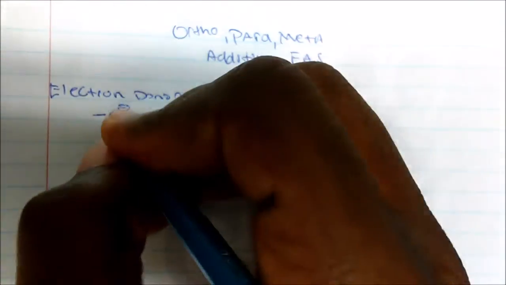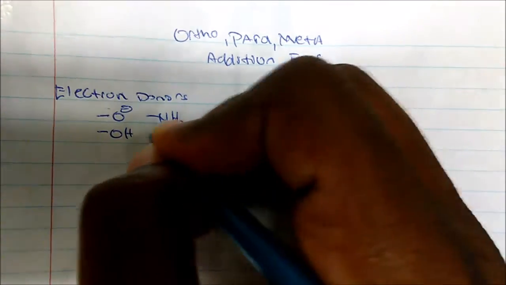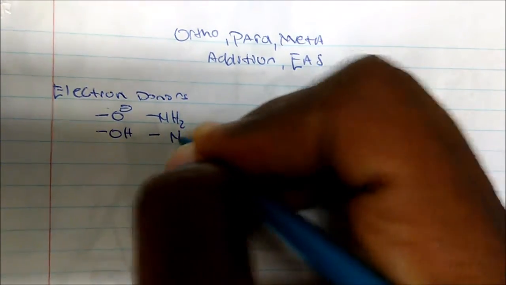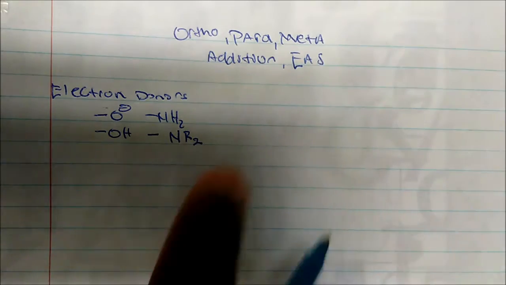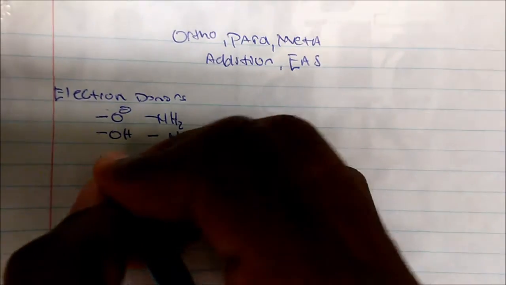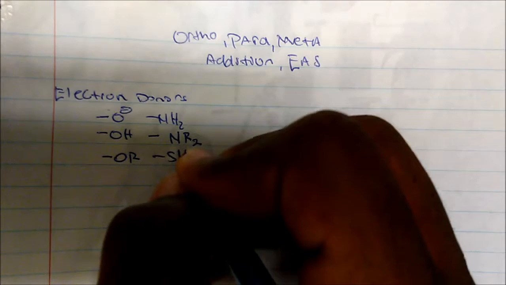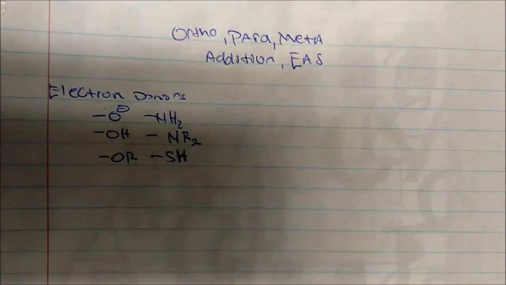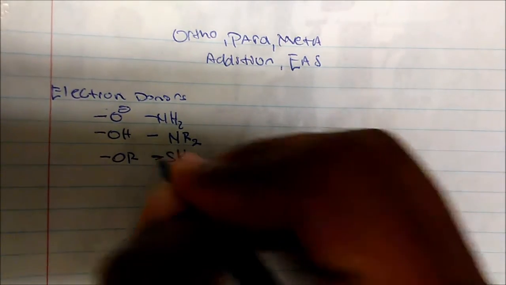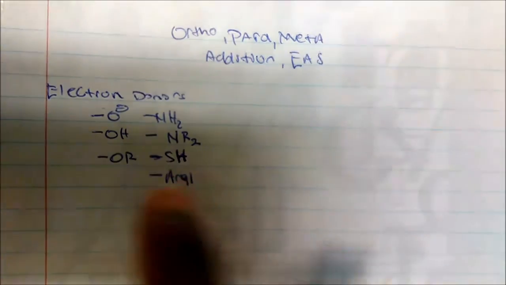Electron donors are usually O minus, OH, NH2, NR2, which is just some sort of R group with two R's on it. We have OR, and we usually see SH, which is a thiol group. So these are all the electron donors. Alkyl halides also, so I'm just going to say arrow. These are electron donors.